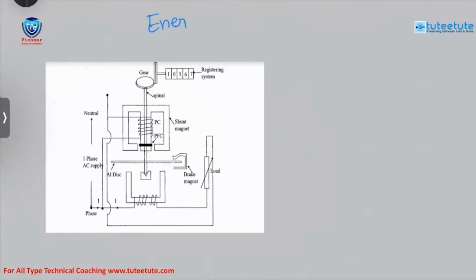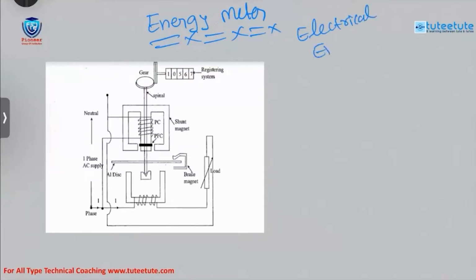Okay, the next topic is about the energy meter. What is meant by an energy meter? It measures electrical energy. Till now we discussed the ammeter, that is measurement of current, measurement of voltage, and measurement of power. Now we are going to measure energy. In general, electrical energy is measured in kilowatt hours. The unit for electrical energy is the kilowatt hour.